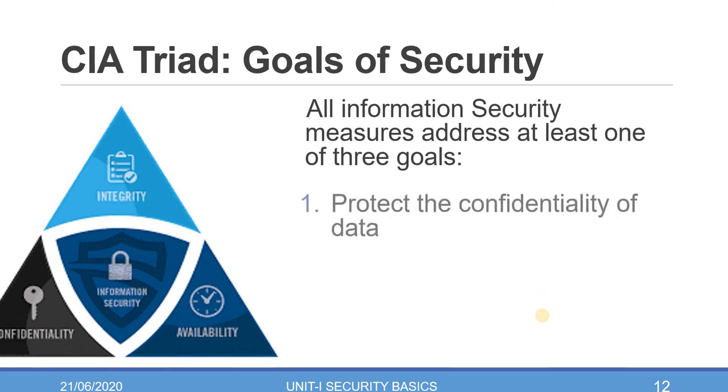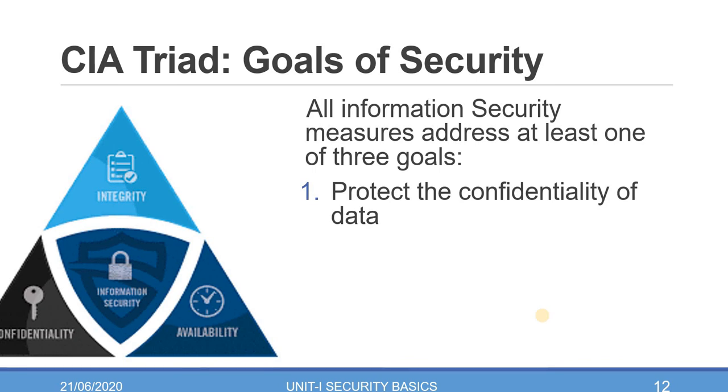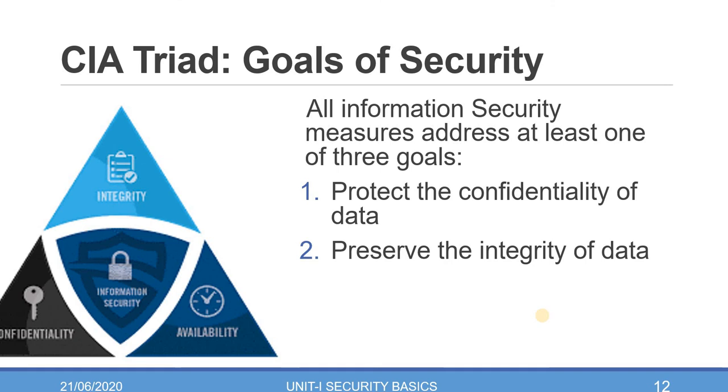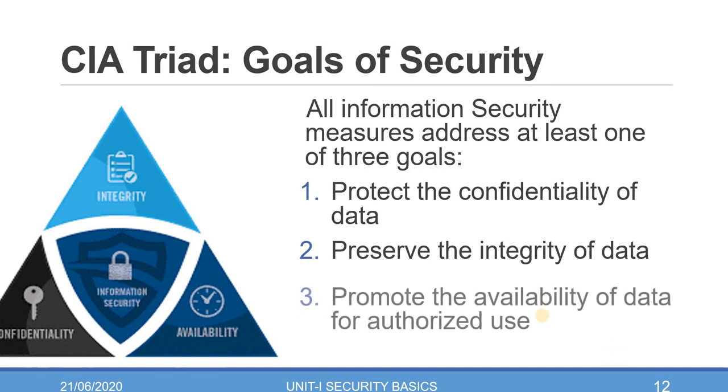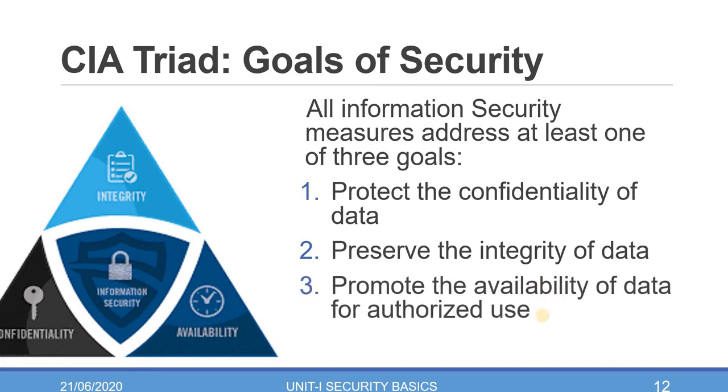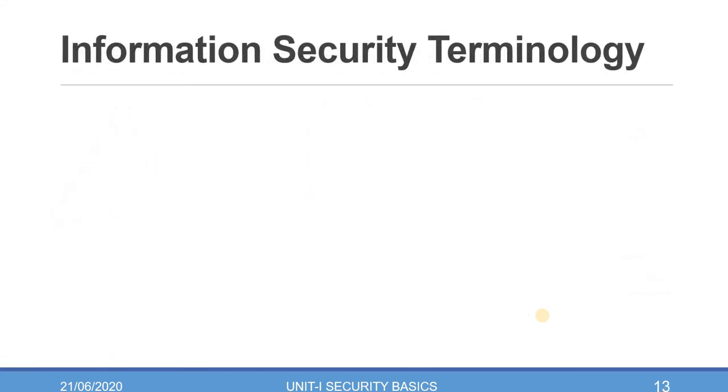So the first goal is to protect the confidentiality of data. The second goal is to preserve the integrity of data, that is, the correctness or accuracy of the data. The third is to promote the availability of data for authorized use. So these are the three main goals of security.